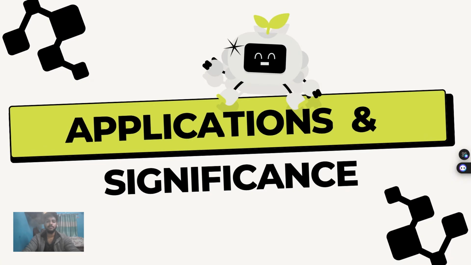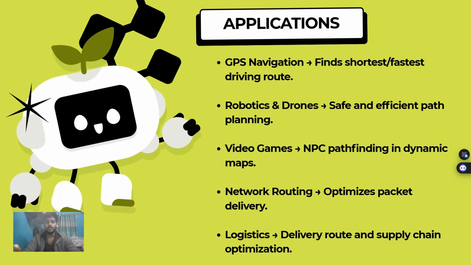Some application significance of the A star algorithm. Applications we could consider: GPS navigation, shortest and fastest driving route. We'll be using Google Maps and so on. For this, we will be finding the shortest path to reach from the state where we are to the destination where we have to go. So it's helpful in GPS navigation.